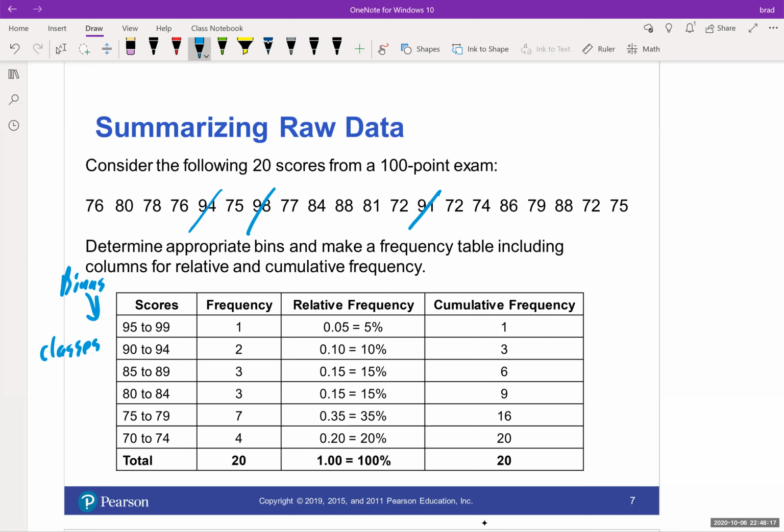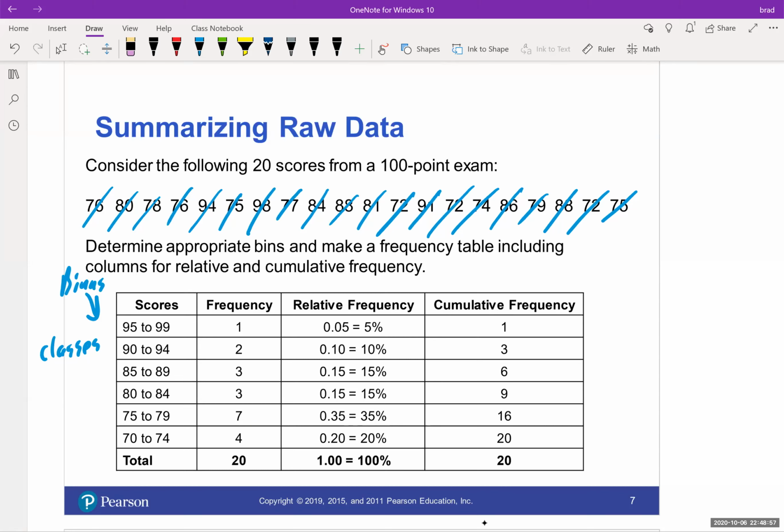Okay. 85 to 89. Let me see. Here's 1, 2, 3. So that's why they put 3. 80 to 84. Here's 1, 2, 3. I'm missing one. Oh no, there's only 3. Okay. And then 75 to 79. So here's 1, 2, 3, 4, 5, 6, 7. And that's why they put 7 right there. And now 70 to 74. 1, 2, 3, 4. And that takes care of everything. So we've used everything up.